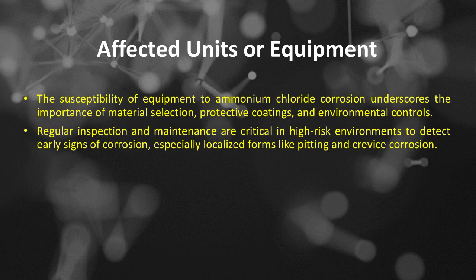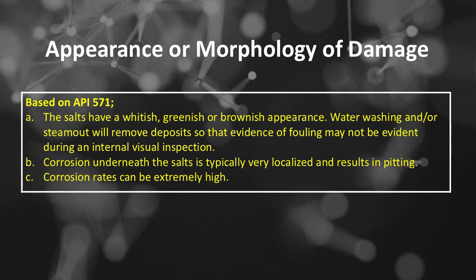The susceptibility of equipment to ammonium chloride corrosion underscores the importance of material selection, protective coatings, and environmental controls. Regular inspection and maintenance are critical in high-risk environments to detect early signs of corrosion, especially localized forms like pitting and crevice corrosion. Ammonium chloride corrosion appearance or morphology of damage based on API 571.